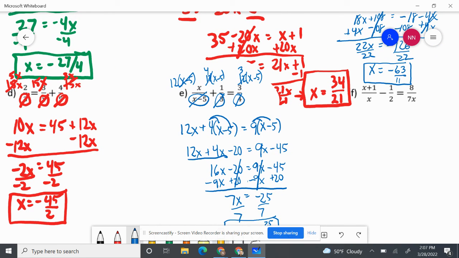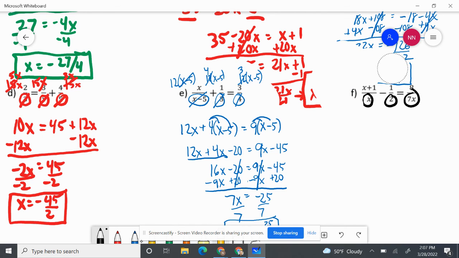Okay, with letter F. First thing that we're going to do is find the common denominator. So I have an x, a 2, and a 7x, and the common denominator would be 14x. So I'm going to multiply everything by 14x. So 14x, 14x, 14x. The first one, the x's cancel, and I get 14 times x plus 1.